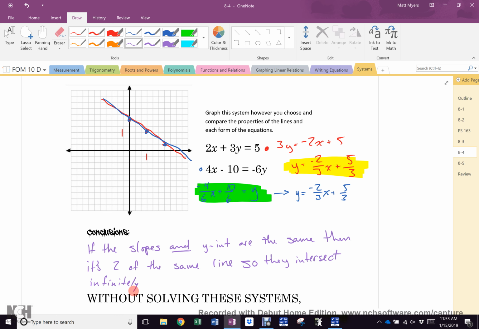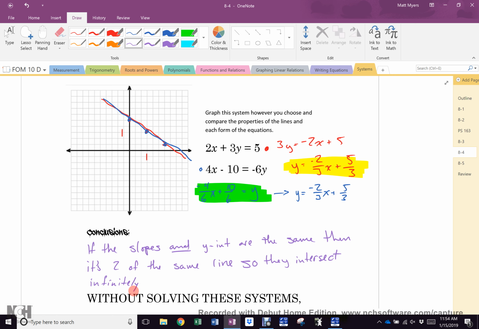When your systems get more complicated, you can run this check before you start trying to do substitution and elimination. Because if you find out that the lines or the curves that you were graphing are the exact same thing, then you don't need to bother with substitution and elimination.